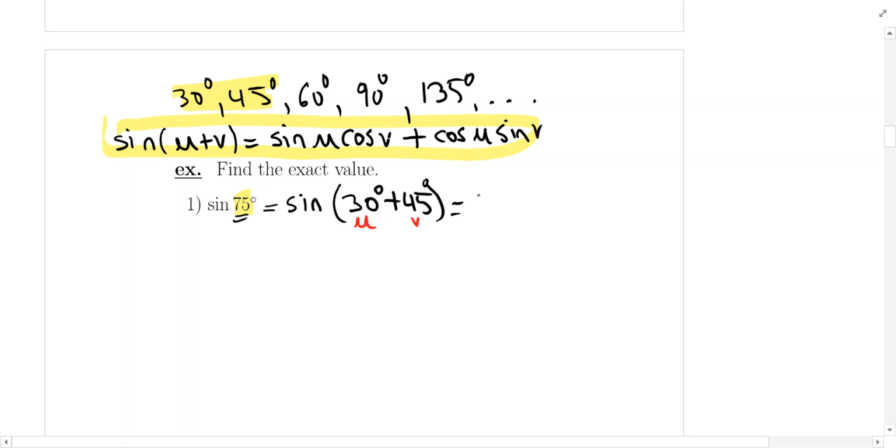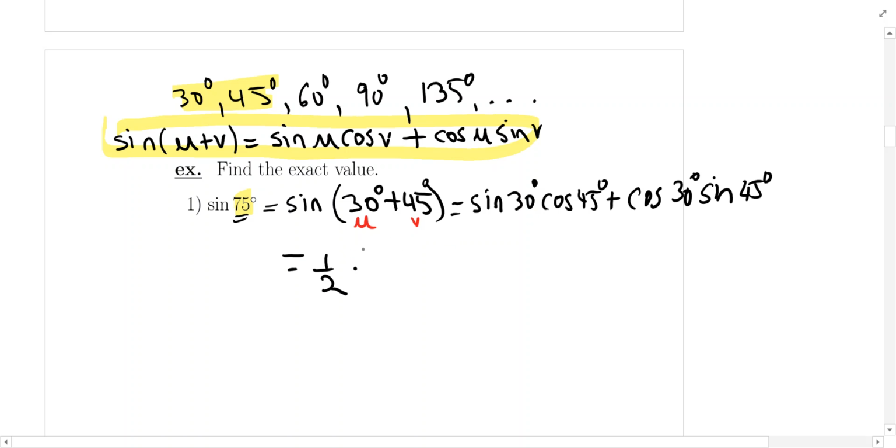According to the formula, this turns into sine of u, which is 30 degrees, times cosine of v, which is 45 degrees, plus cosine of u, so cosine of 30 degrees, times sine of v, so sine of 45 degrees. And these are all values that you guys know from the unit circle. So sine of 30, that's 1/2. Cosine of 45 is square root of 2 over 2, plus cosine of 30, that's square root of 3 over 2, times sine of 45, root 2 over 2.